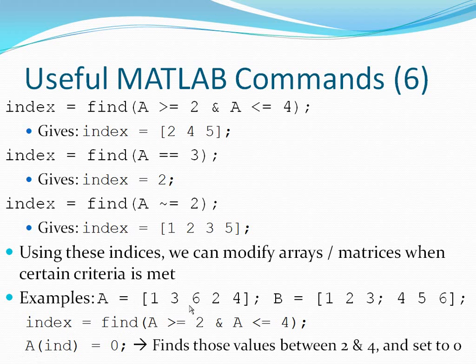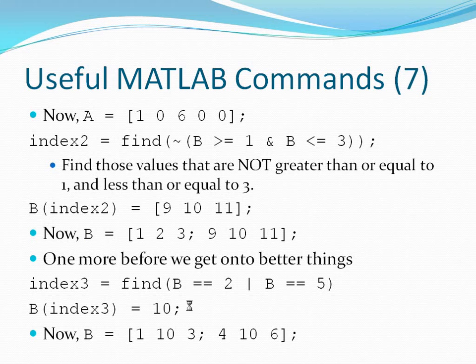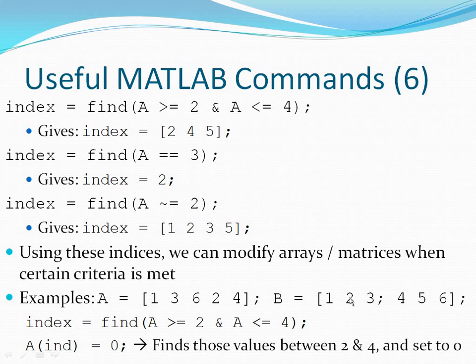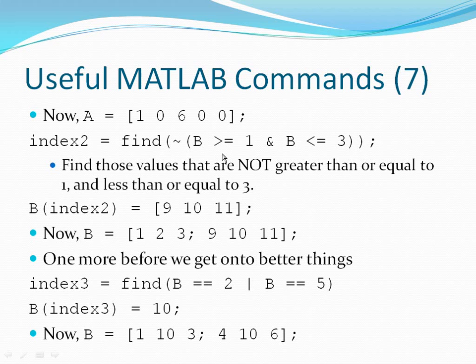So now this becomes 1, 0, 6, 0, so these locations become 0. Now what this is saying here is find anything that is not greater than or equal to 1 and less than or equal to 3. So pretty much here, this is your matrix. This is 1, 2, 3 for the first row, 4, 5, 6 for the second row. So anything that is not in between 1 and 3 is essentially the entire second row.